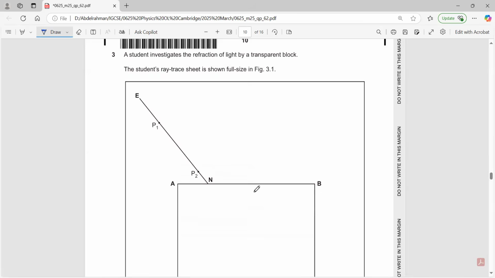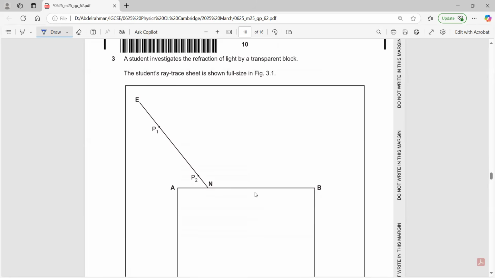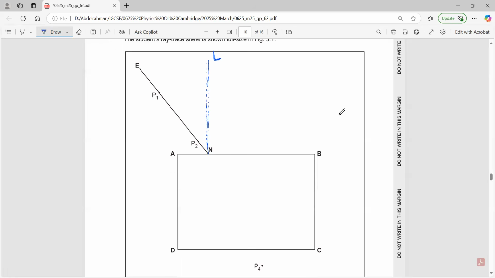So let's draw a normal at point N above the block. Definitely use your ruler. It has to be 90 degrees, and this point would be L. Using a ruler, draw a normal above. He said above, he didn't say extended below, just above the block, L.